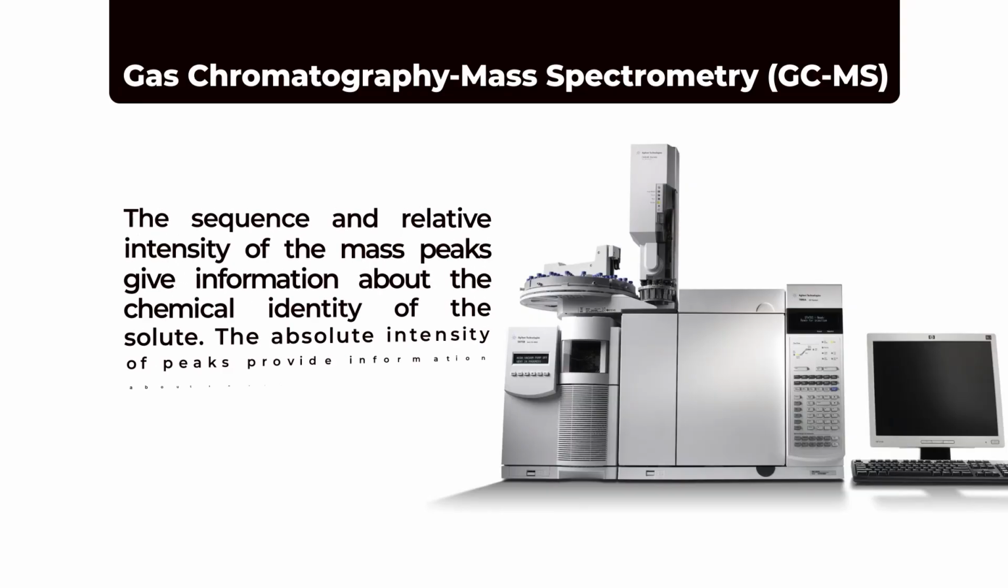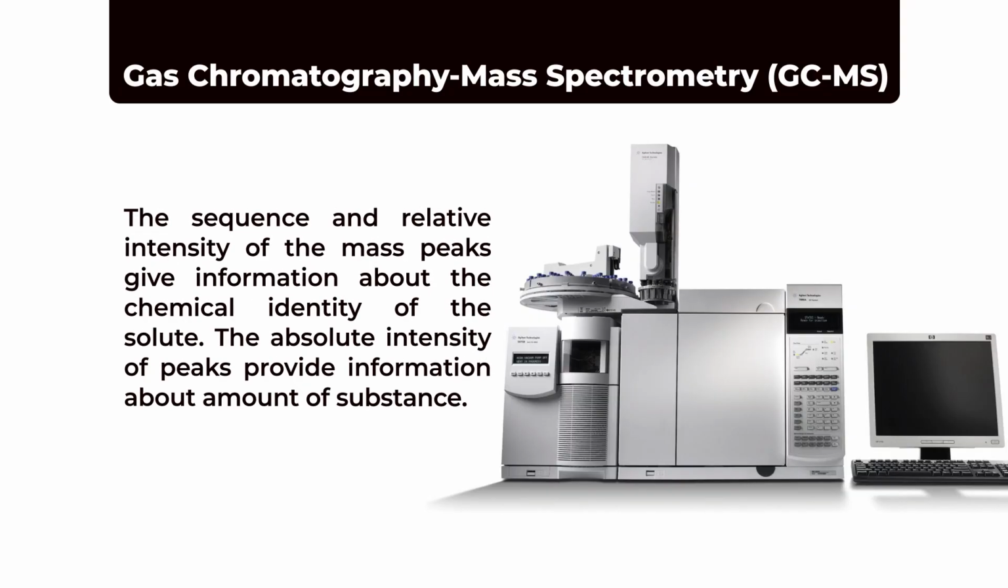We have already said that by mass to charge ratio, they are differentiated. The sequence and relative intensity of each mass peak will give the information about the chemical identity of the solute. We already know that mass to charge ratio is unique for a given element, given component. The absolute intensity of the peak will give us the concentration, the information about the amount. So this is about gas chromatography-mass spectrometry.